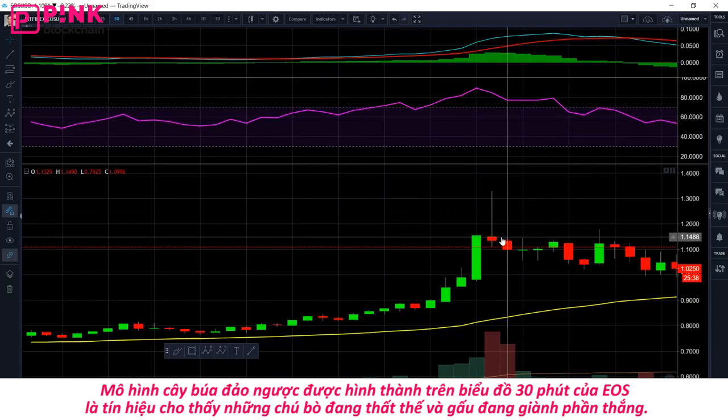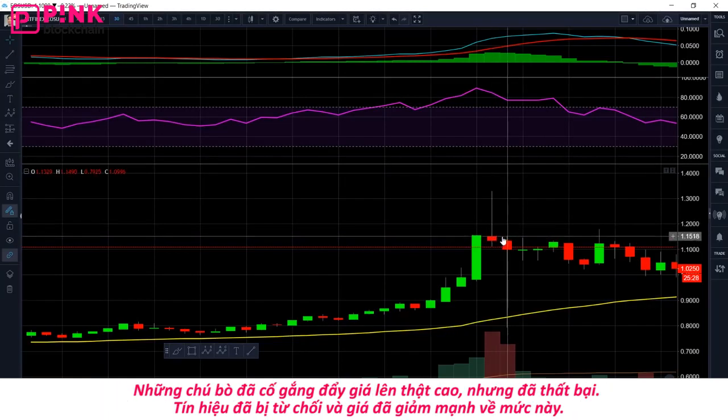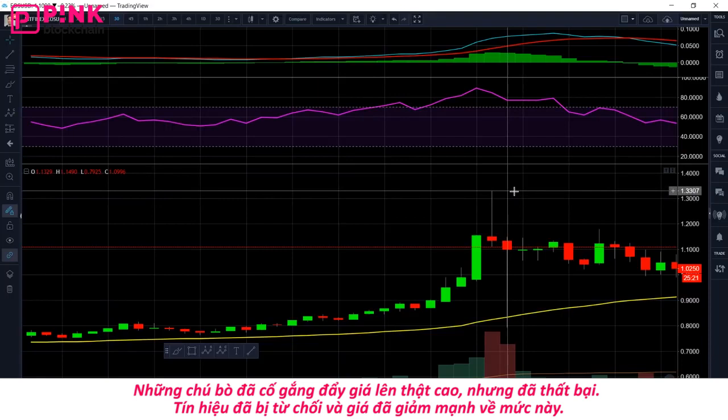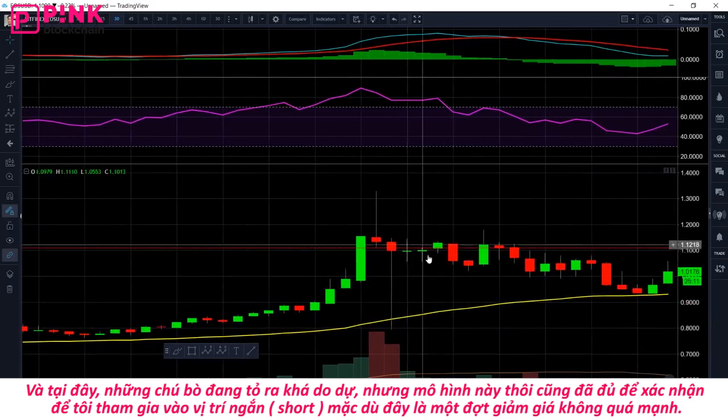The inverted hammer on the 30-minute chart for EOS implies that the bears have successfully won and the bulls have officially lost. So what ended up happening here was that the bulls tried to push it really high up, but by the end of the candle close within the 30-minute time frame, they lost pretty badly. And what happened was it was rejected and pushed all the way down over here, okay? And now the bulls are trying to fight.